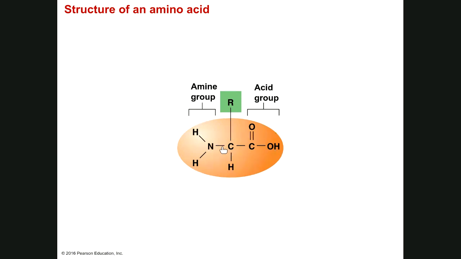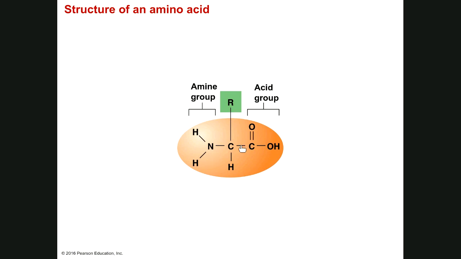To the left of that centrally located carbon, you will find your amine group. The amine group is going to be nitrogenous, meaning it contains a nitrogen. And so it's basically written out as NH2. So you'd have one nitrogen and two hydrogens, NH2.